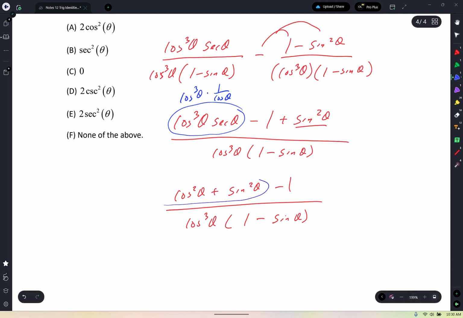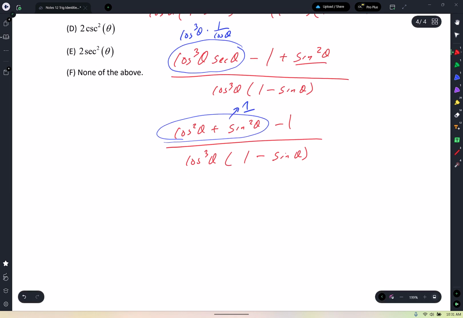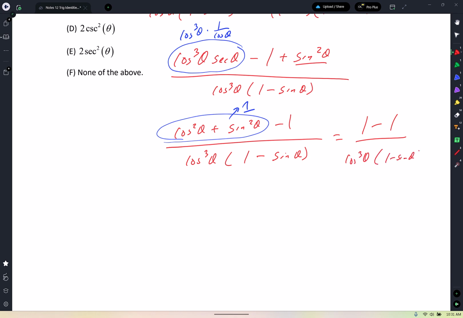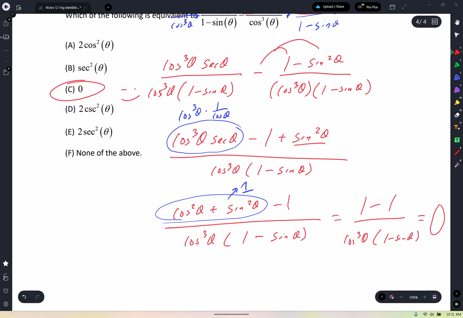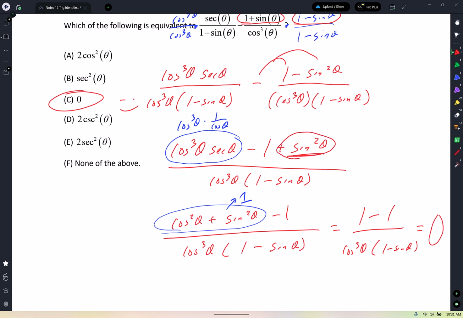What is cosine squared plus sine squared? 1. So look, guys, you're done. 1 minus 1 over cosine cubed theta, parenthesis 1 minus sine theta. What's 1 minus 1? And 0 divided by anything is 0. Oh, I just moved it. There's no equal sign. See here's sine squared. I just switched the sine squared and the 1, and since there's no equal sign, the sign stays the same.